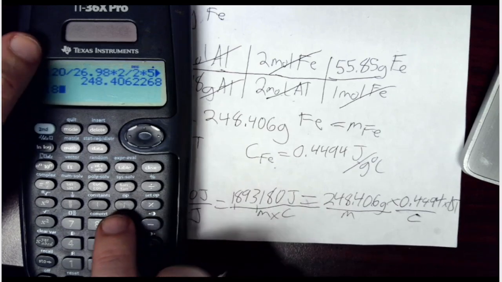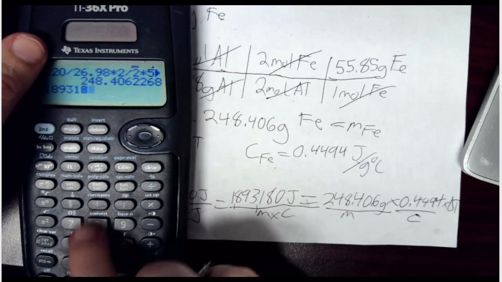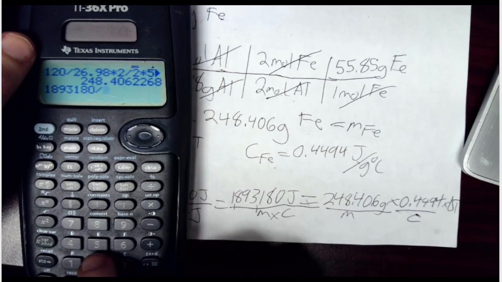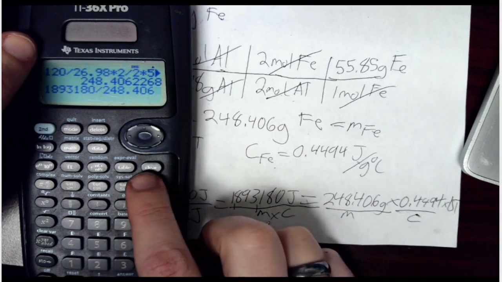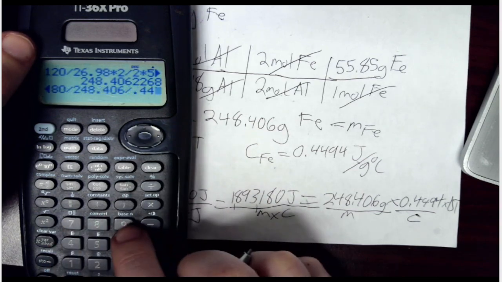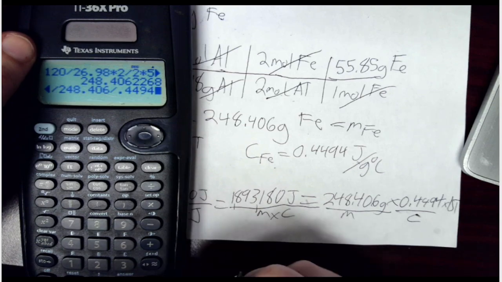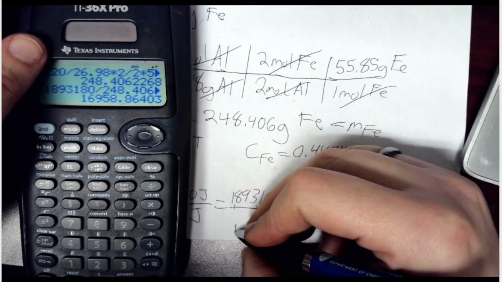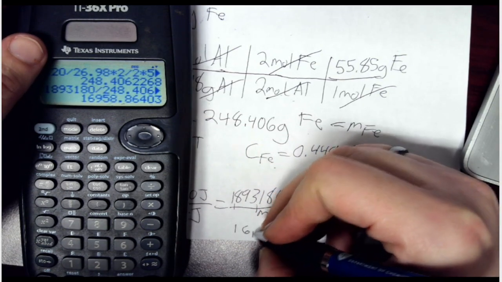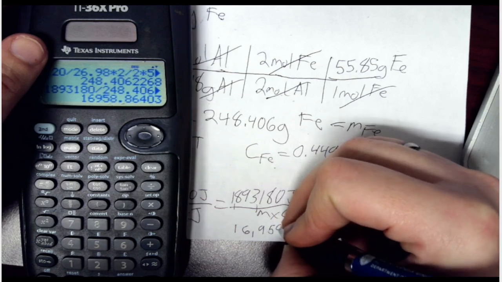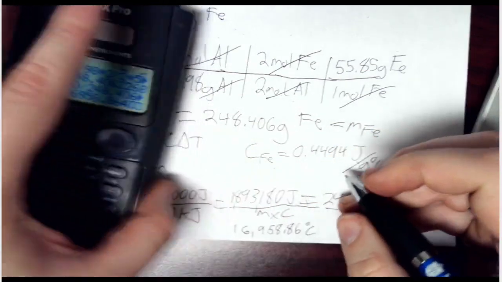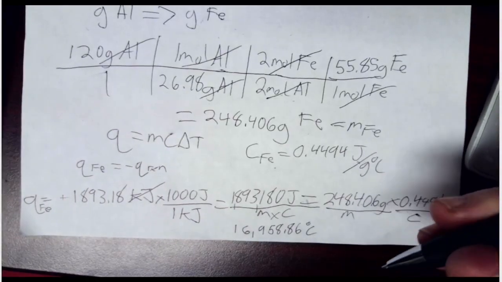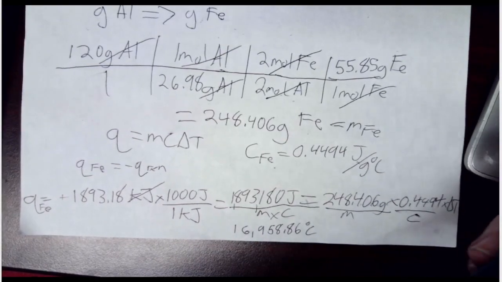So 1,893,180 divided by my 248.406, divided by 0.4494. If I do this, I get a ridiculously big number, and that's fine: 16,958.86 degrees. So if that iron were to absorb all that energy, it would go up by close to 17,000 degrees.